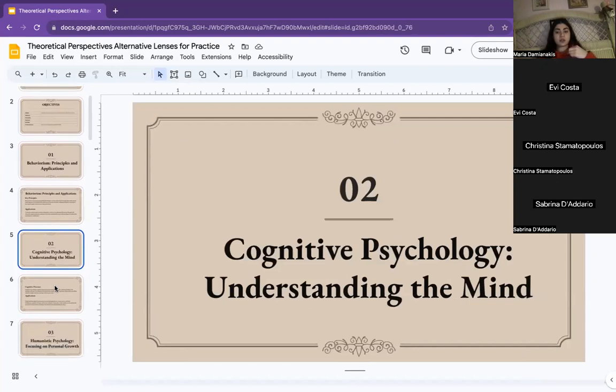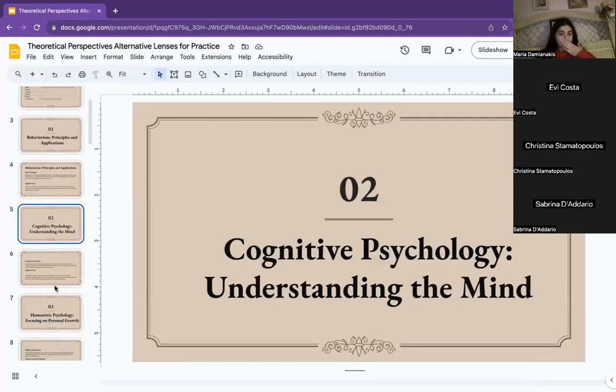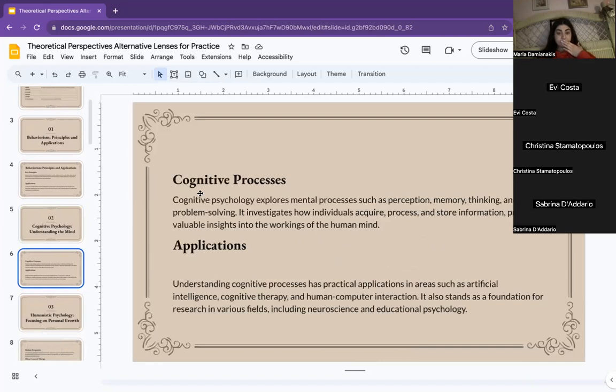For cognitive psychology, understanding the mind, we have first cognitive process.